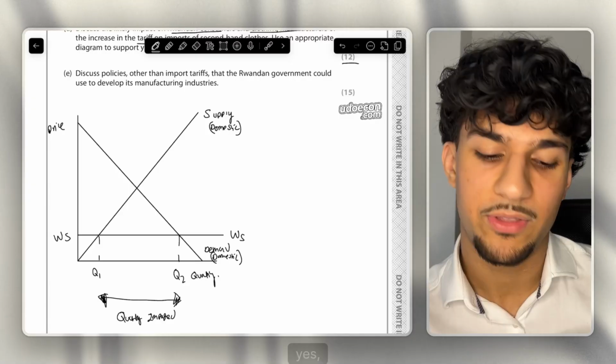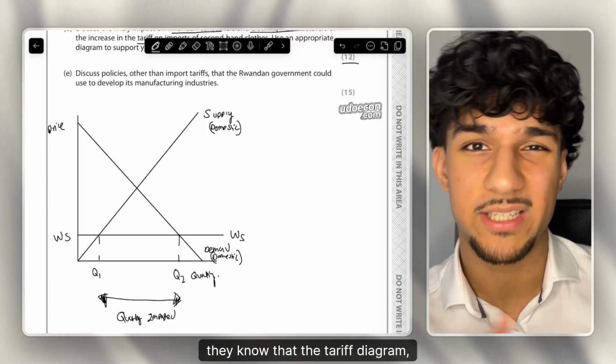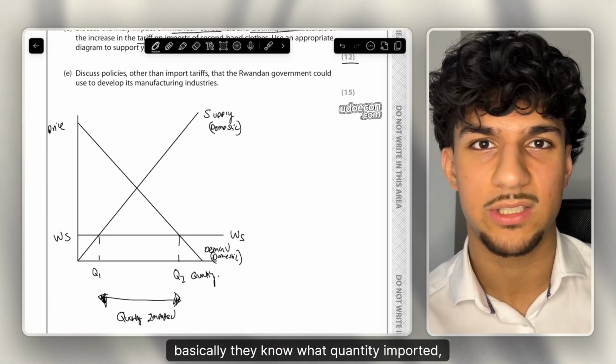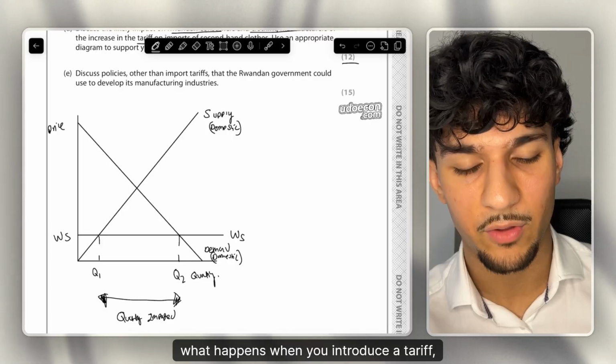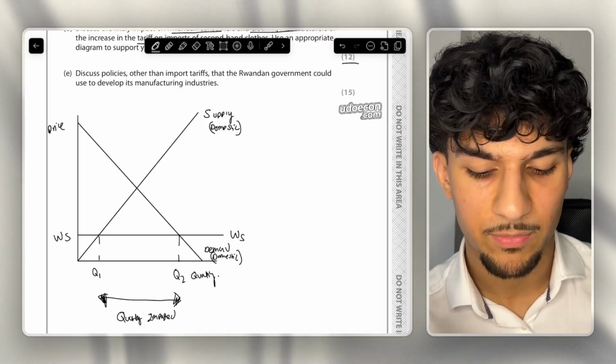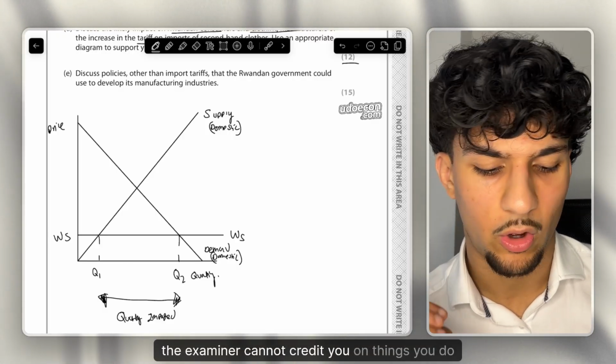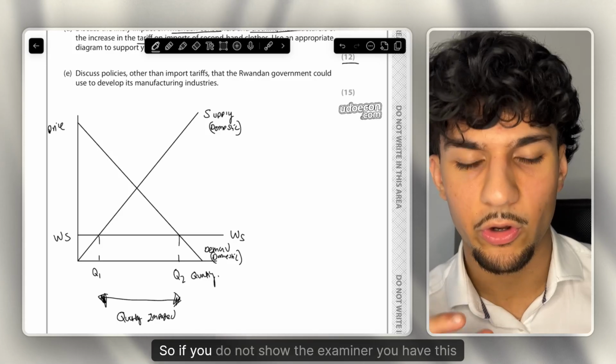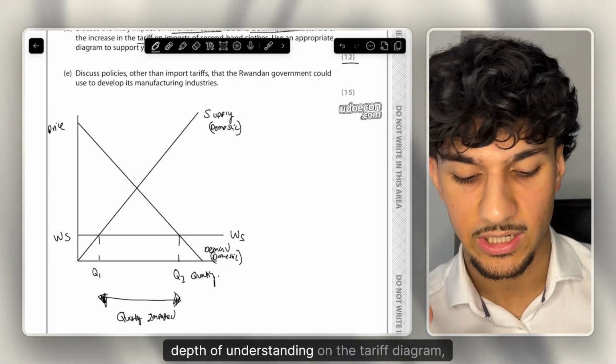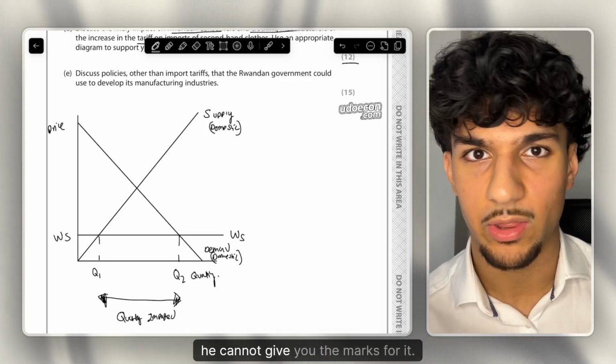As many people, yes, they know the tariff diagram, basically, they know what quantity imported, what happens when you introduce a tariff, but they don't know the depths of it. Very simply, the examiner cannot credit you on things you do not show the examiner. So if you do not show the examiner you have this depth of understanding on the tariff diagram, he cannot give you the marks for it.